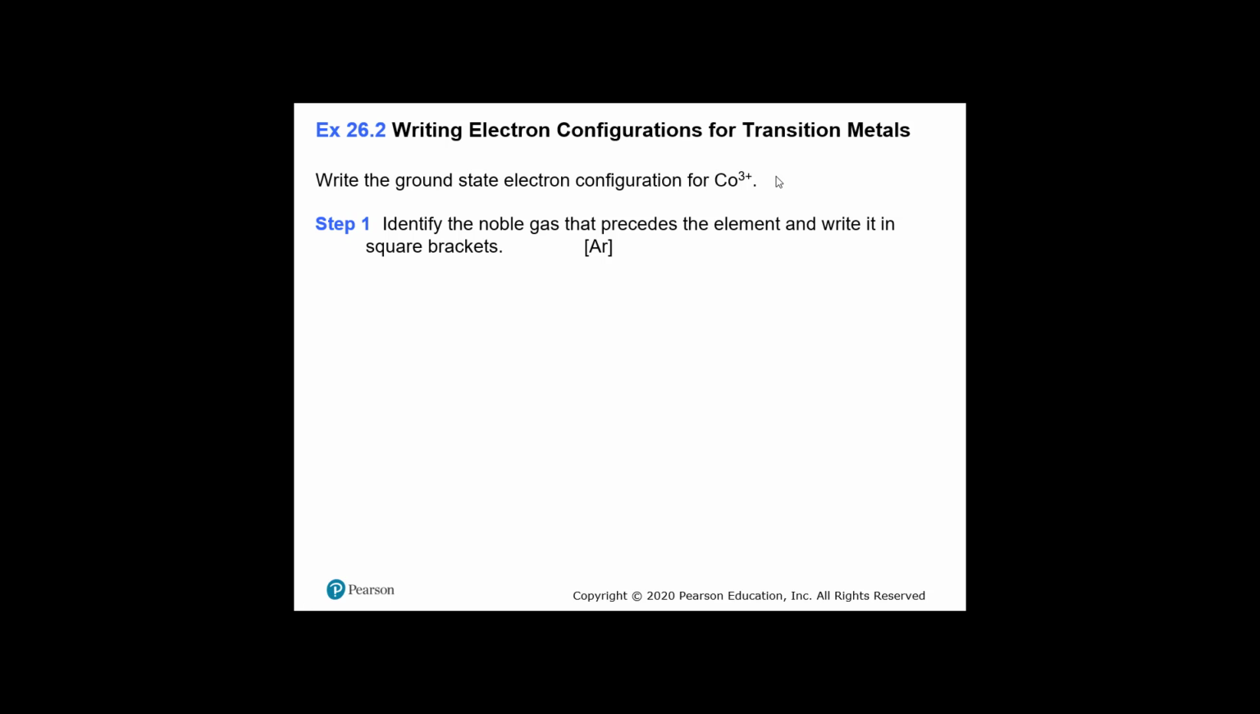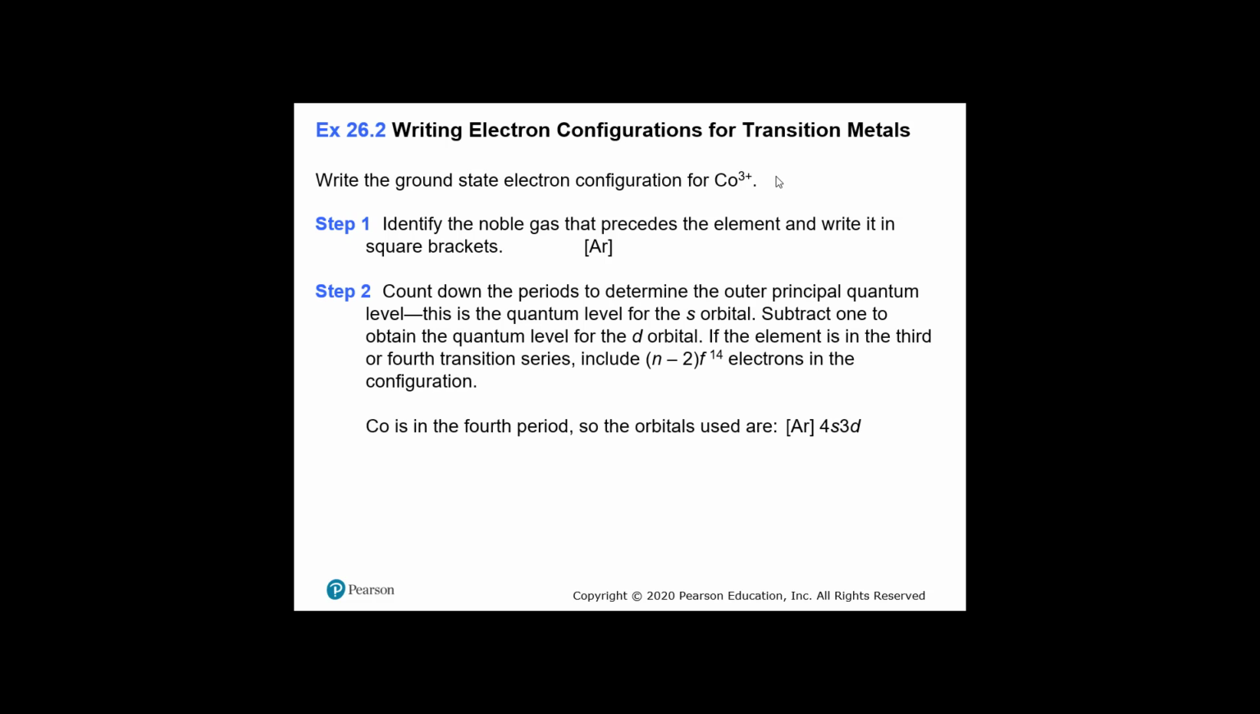So we look at the noble gas abbreviated, and then we count down again, do the same things that we did, and we follow the same rules. So depending on if f is included or not, we have those rules there.